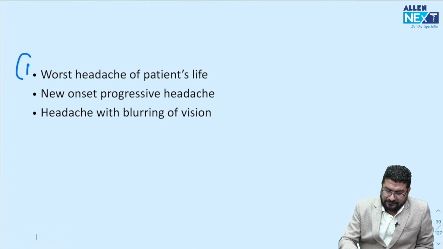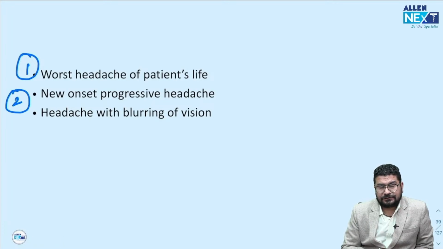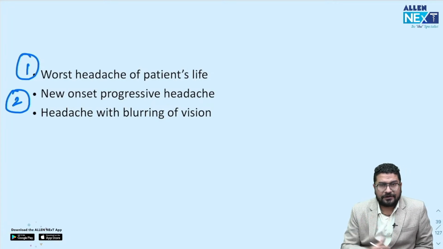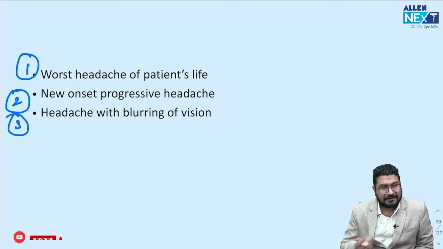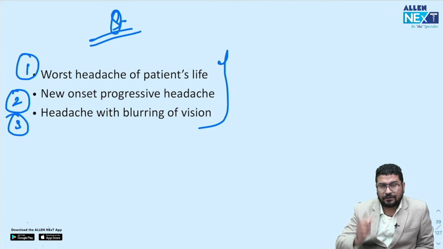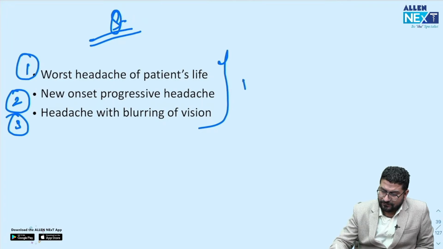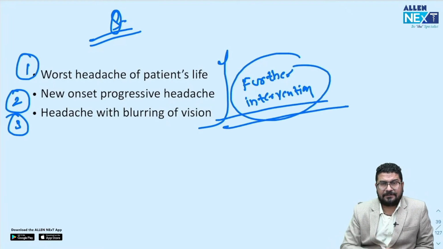Worst headache of patient's life, that is suggestive of subarachnoid hemorrhage, new onset progressive headache. So it could be due to a tumor, due to an evolving tumor, or due to raised ICP, due to papilledema. Headache with blurring of vision, again it could be due to a tumor. So these are those headaches, this question already asked in exam, these are those headaches which require further intervention. Means these headaches should be further examined.